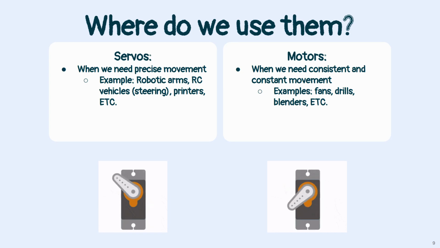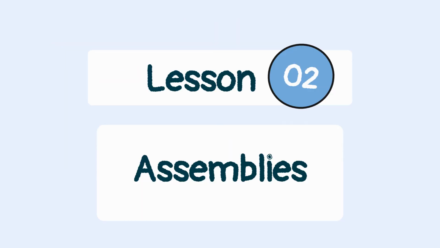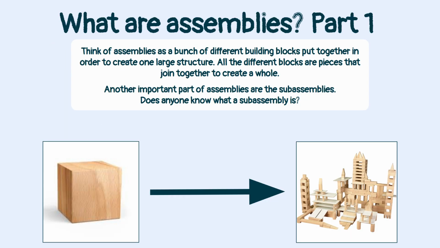This takes us to the next thing we need to learn about: assemblies. In your mind, you might be thinking of factory assembly lines or school assemblies, which aren't actually that far off from what they are. You can think of assemblies as a bunch of different building blocks or parts coming together to create a larger structure. As you can see in the image, one block on its own isn't that impressive or complex, but put it all together and you can create a whole city. This is a great thing about assemblies.